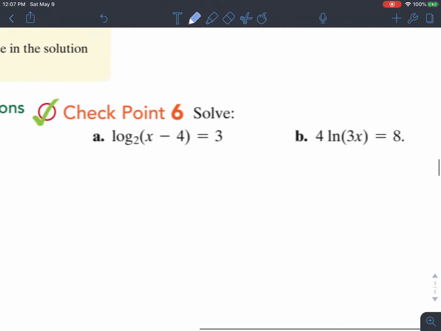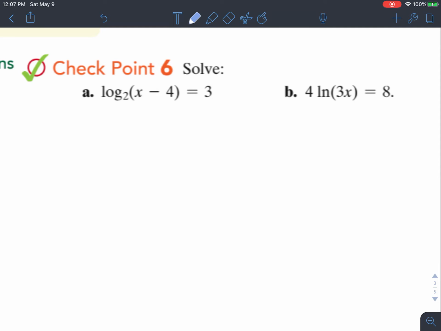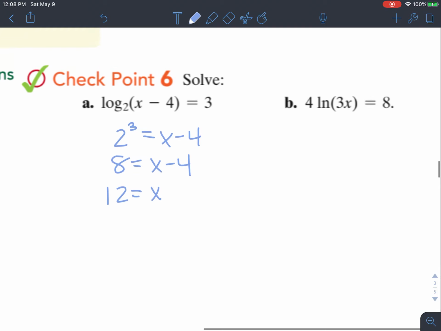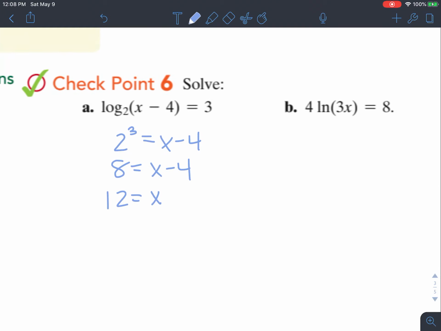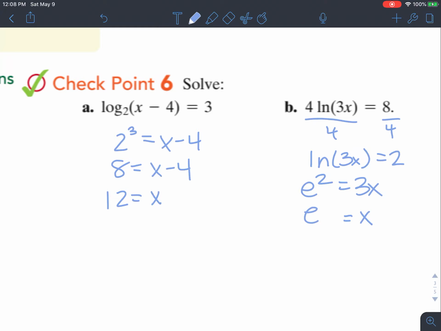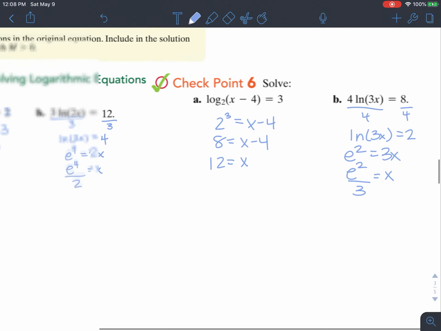Okay, so now you have 2 over here that I would like you to try. So pause the video and give them a shot. Okay, so hopefully you have 2 to the 3rd equals x minus 4. 2 to the 3rd is 8. x equals 12. Over here, we're going to divide by 4. ln of 3x equals 2. e squared is 3x. So x equals e squared over 3.